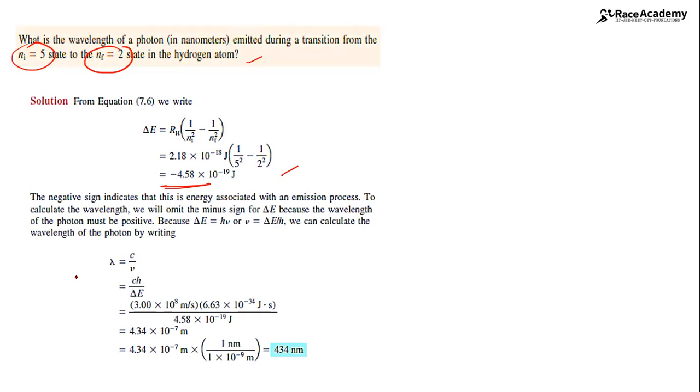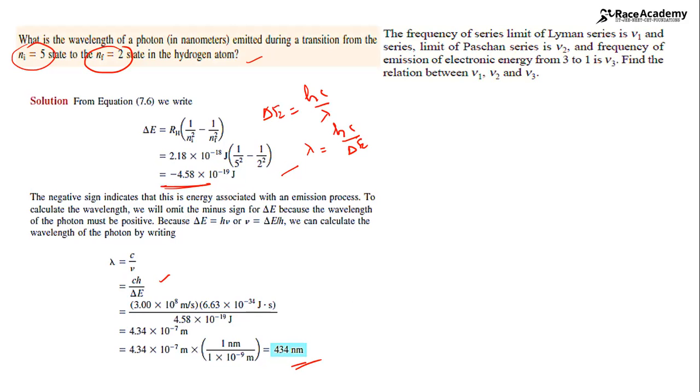And the relation between delta E and lambda is the formula delta E is equal to hc by lambda. So from this, what is lambda? Lambda is equal to hc by delta E. So that is what is taken here and the values substituted, and finally they got 434 nanometers. And I come to the next one.